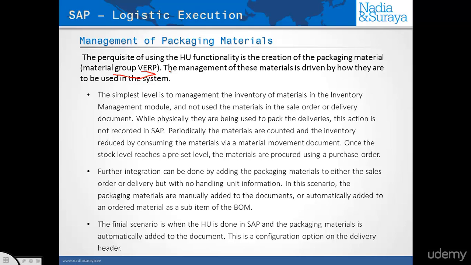Further integration is what you can do is to have the packaging material appear either on the sales order or on the delivery. And as you ship the material out, you automatically consume, i.e. you reduce the stock of that material. So you know, for this customer, I have sent him X amount of packaging material.